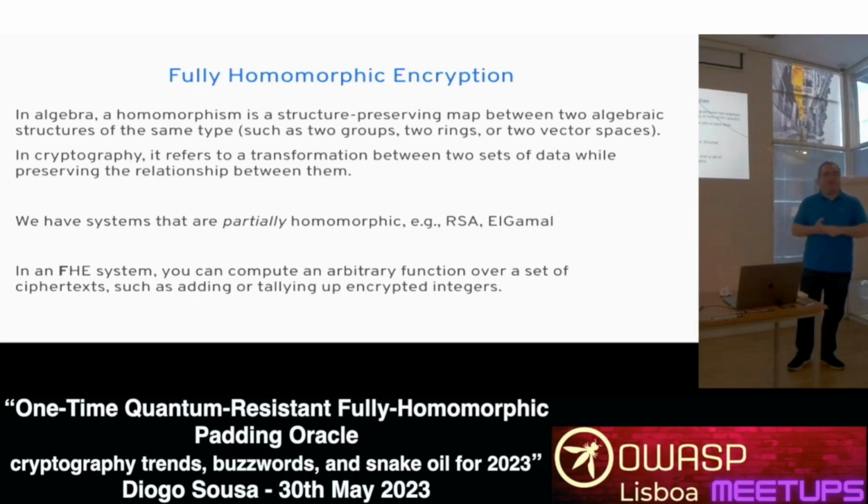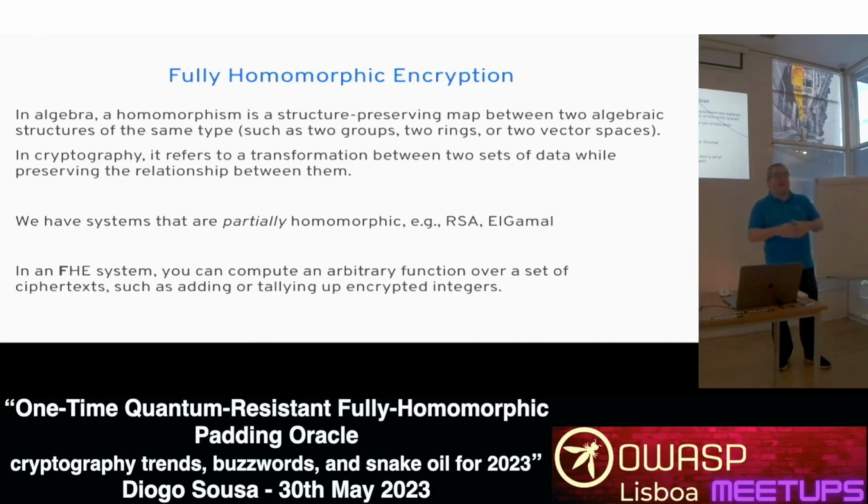So let's say that you encrypt the number 1, and I encrypt the number 1, and we can add those ciphertexts, and on the other end, we'll get something. If the system is fully homomorphic, you might get the number 2, and if it's not, you might get gibberish. Here's the key difference between the fully homomorphic and the rest.